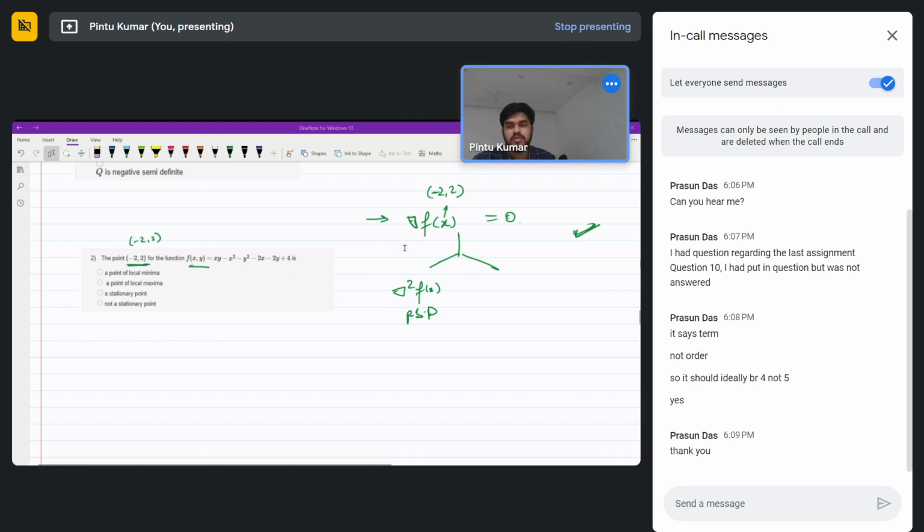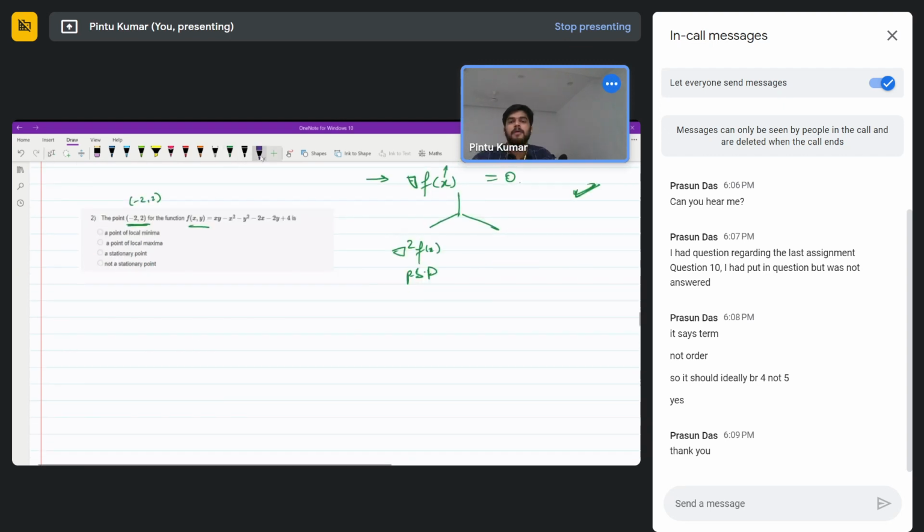Okay, I'll try solving this now. So you are given f of xy is equal to x square minus y square minus 2x minus 2y plus 4, right? This is minus x square, this is xy minus x, right? So what I said, step 1 is to find the gradient.